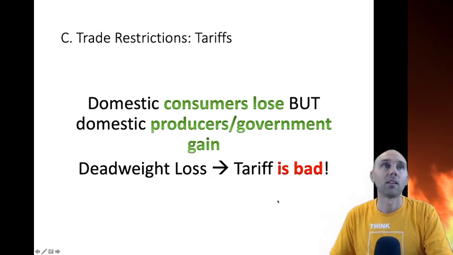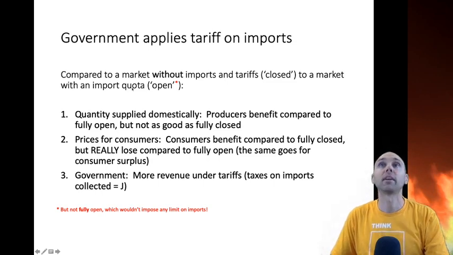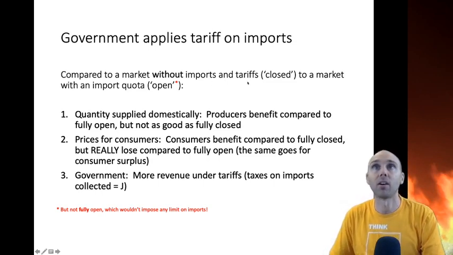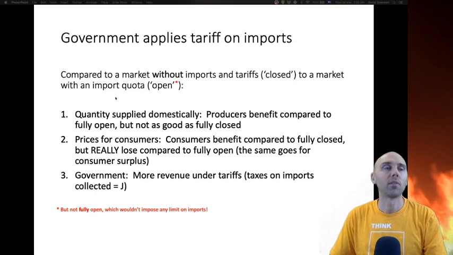So what can we say compared to the various scenarios we've considered so far? Well, what we want to do is compare applying tariffs to a market without imports and tariffs, which is the closed one, to a market with an import quota or an open one, but not one that is fully open. So what have we seen? Well, we've seen that producers are happier when tariffs are imposed, but it's not as good to them as if the government completely shut off imports. That would be great for domestic producers.